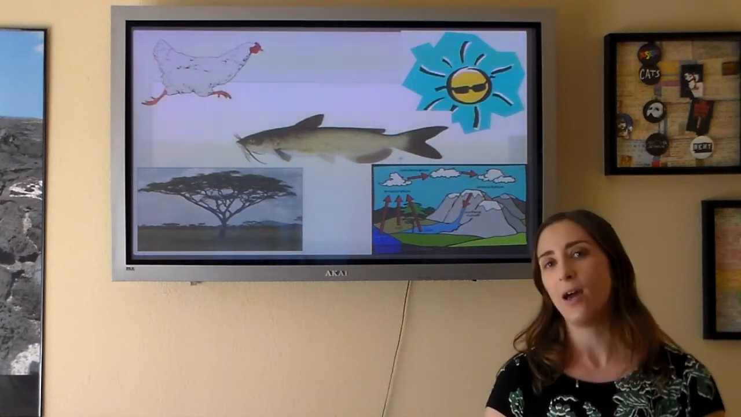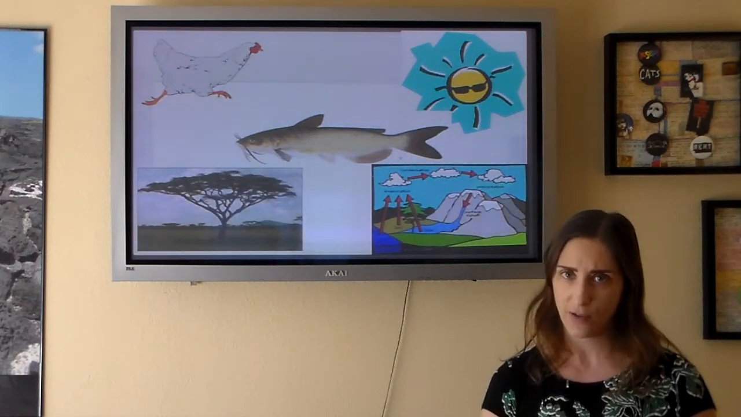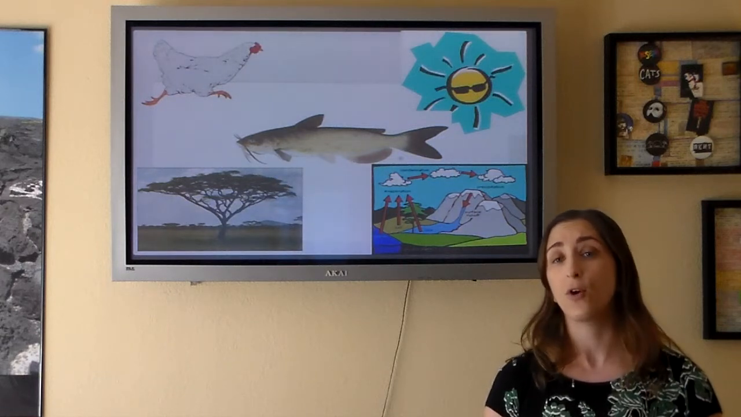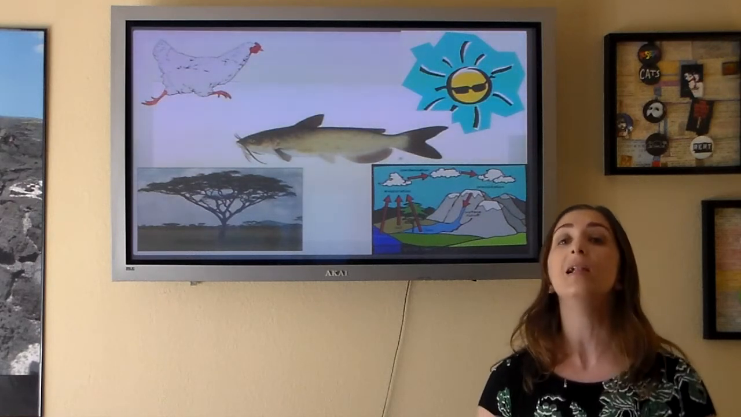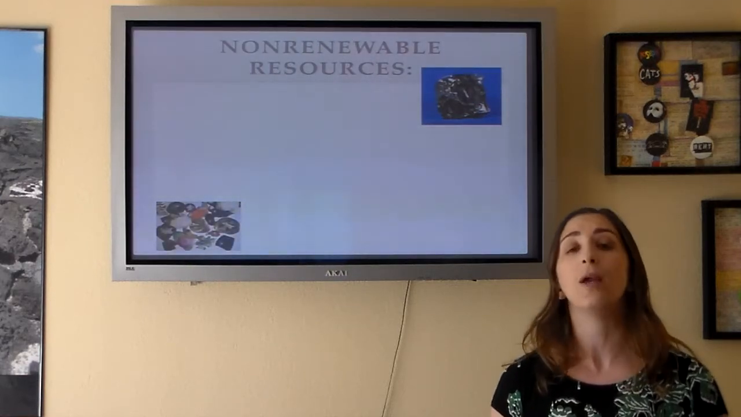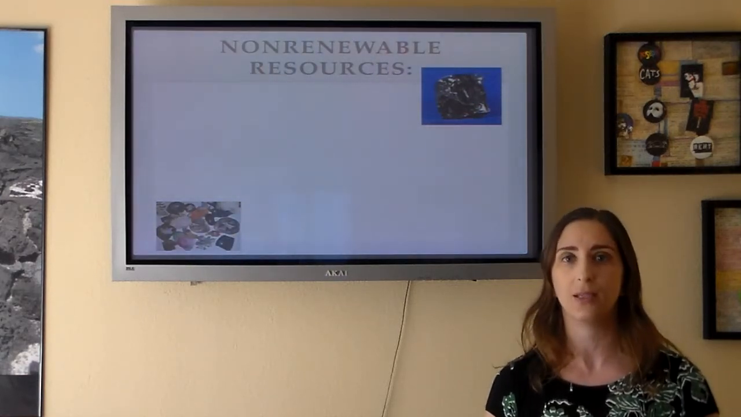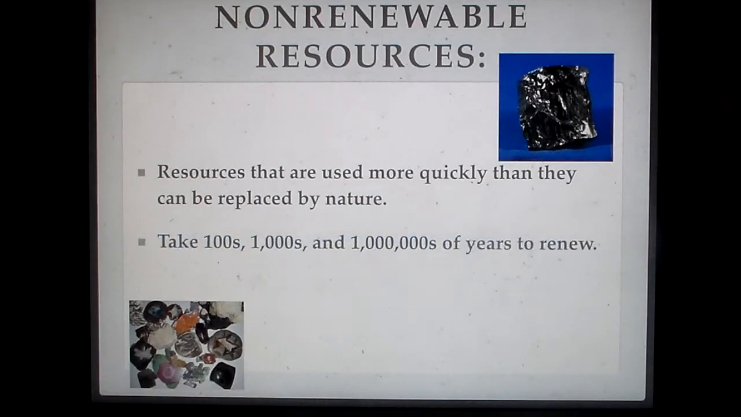But there's another category of resources out there that is going to take way longer than a human lifetime to be renewed, right? In order for nature to replace it, it's going to take hundreds, thousands, even millions of years for Earth to replace it. So that is our other category of resources, what we call non-renewable resources. These are resources that are used more quickly than they can be replaced by nature. And so they take hundreds, thousands, and millions of years to renew. These are definitely not going to be renewed within a human lifetime.